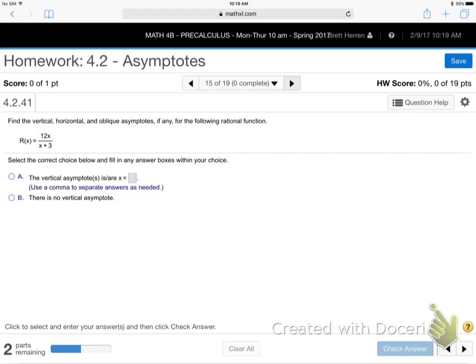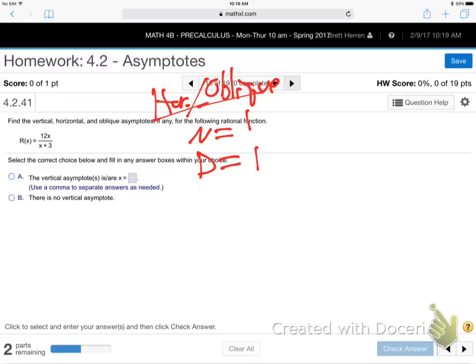All right, let's do it. So how do we find it? We're finding the horizontal or oblique asymptotes right now. What's the numerator degree? 1. Denominator is 1. I'm going to let everybody get that. So numerator degree is 1, denominator degree is 1, so that means they're equal.